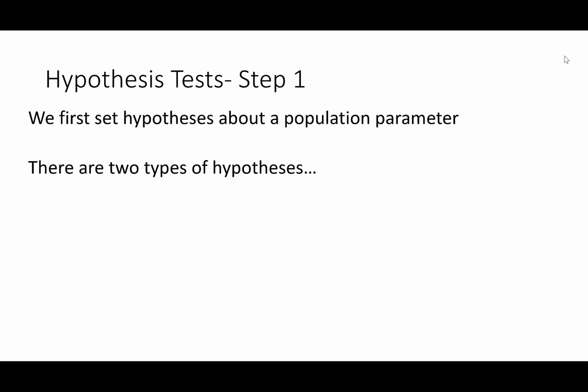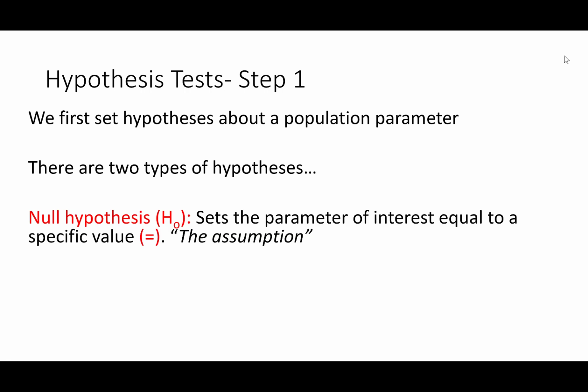So for every hypothesis test that you do in this class and statistics in general, we have two hypotheses. The first hypothesis is what's called the null hypothesis. You'll hear it called H naught sometimes. So the notation is H subscript naught, that little O or zero. And what this hypothesis does is it sets the parameter you're interested in equal to a specific value. It's the assumption. What do we assume the parameter equals?